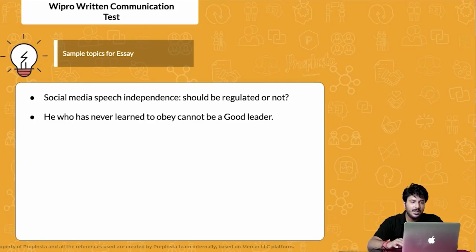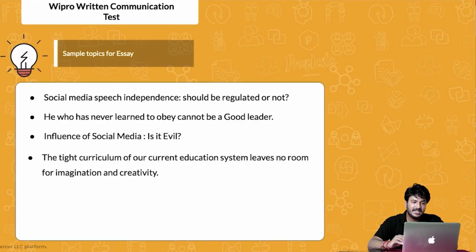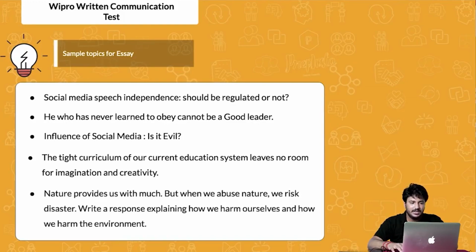He who has never learned to obey cannot be a good leader, so you have to write an essay about it. Influence of social media, is it evil? Tight curriculum of our current education system leaves no room for imagination and creativity. This is one. Nature provides us with much, but when we abuse nature, we risk disaster. Write a response explaining how we harm ourselves and how we harm the environment, right?